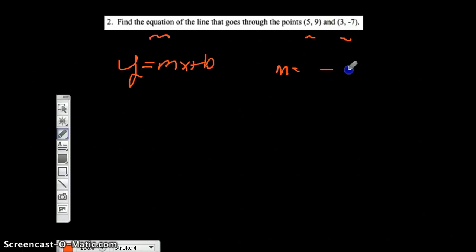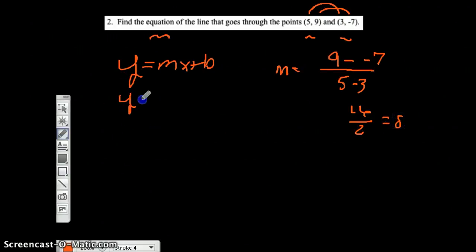Okay? The way I find the slope is I take the y that's most positive and I go this way: 9 minus a negative 7. Then I take the x the same way. Okay? It's very important. 5 minus 3. Okay, so we know this is 16 over 2, which is 8. So now I know the slope is 8. y is equal to 8x plus b.